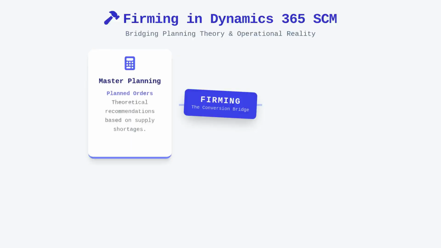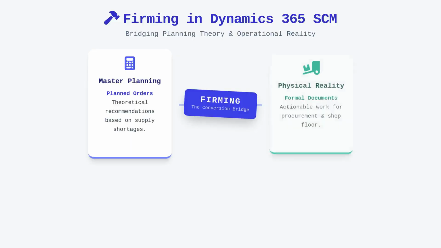The core purpose of firming in Dynamics 365 supply chain management is to convert planned orders into real purchase, production, or transfer orders. Think of this as the bridge between the theoretical computational results of the master planning engine and the physical reality of warehouse and shop floor activity. When the system calculates a supply shortage, it suggests a planned order, but this remains a mutable recommendation until a user or a background process confirms it.